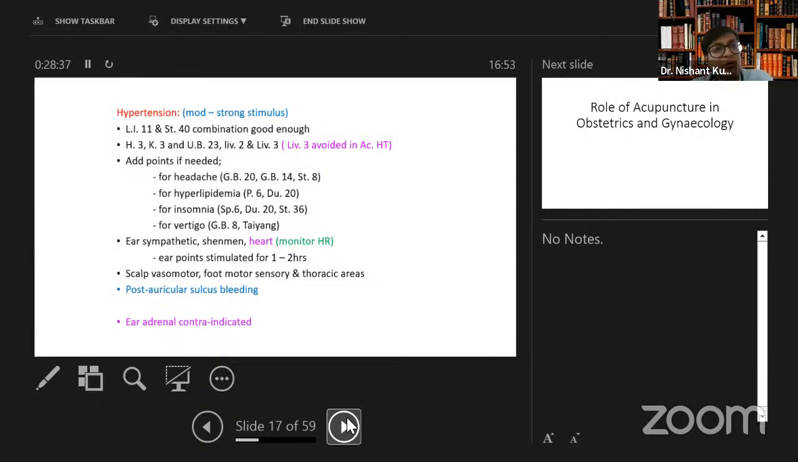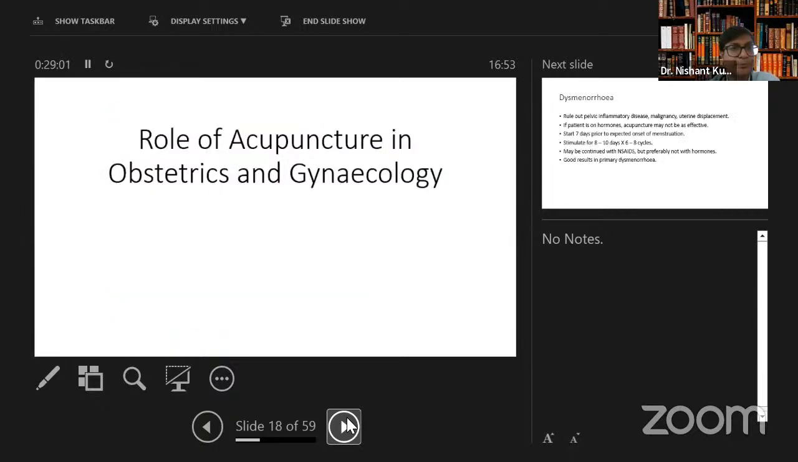Again, spleen 6, Dumo20, and stomach 36 for insomnia, and GB8 for vertigo. GB8 is just above the apex of the ear. Okay. Now, ear adrenal is contraindicated in hypertension because ear adrenal will increase the BP.